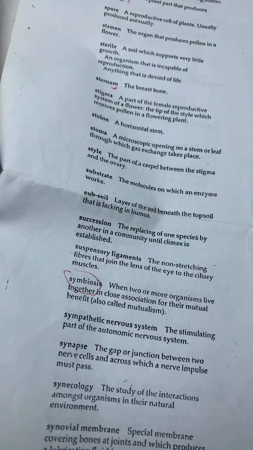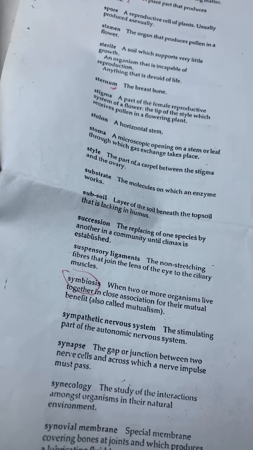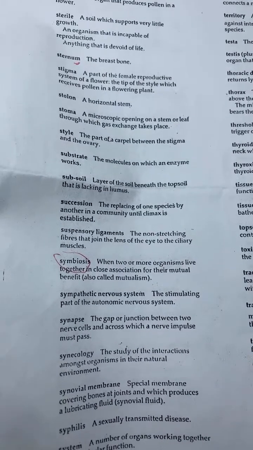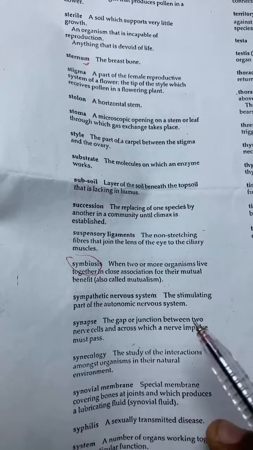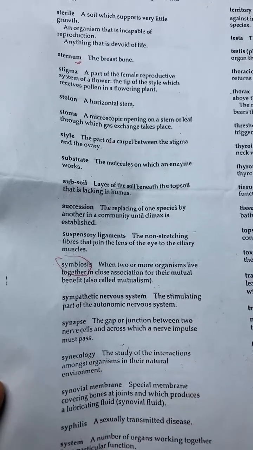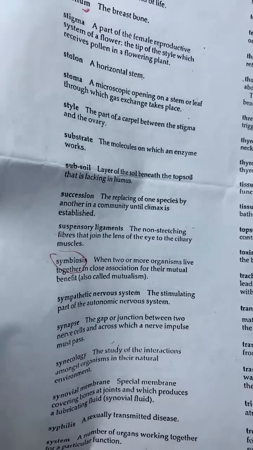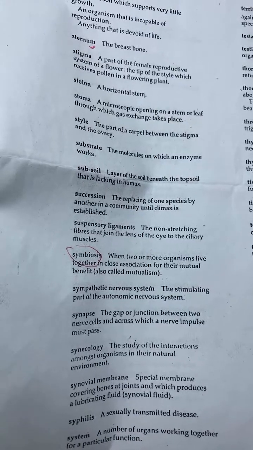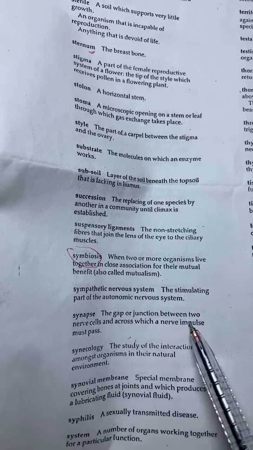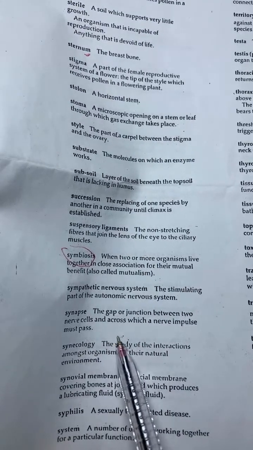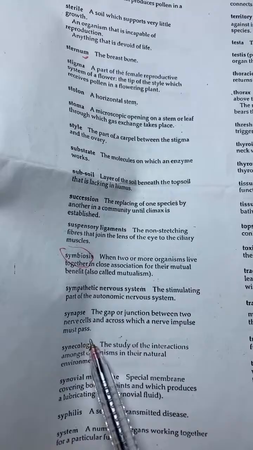All right. Okay, so in this scenario, we're back. So please focus up. If you begin to look at this particular man here, we look at the sympathetic nervous system. In sympathetic nervous system, we're talking about the stimulating part of the autonomic nervous system. And then we'll move on to the synapse, the gap or junction between two nerve cells and across which a nerve impulse must pass.